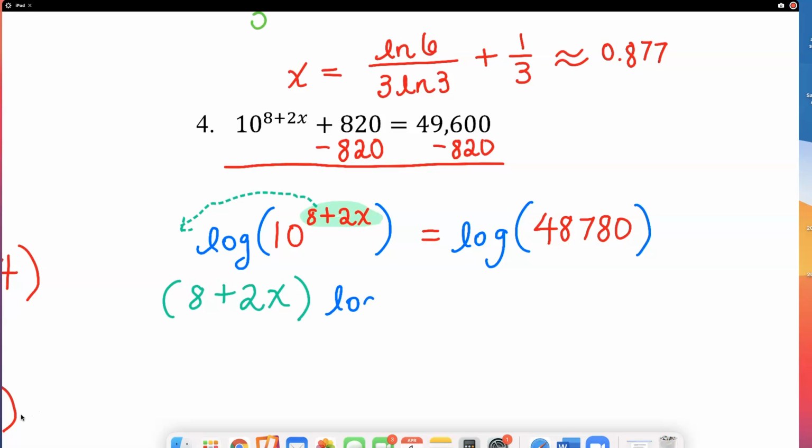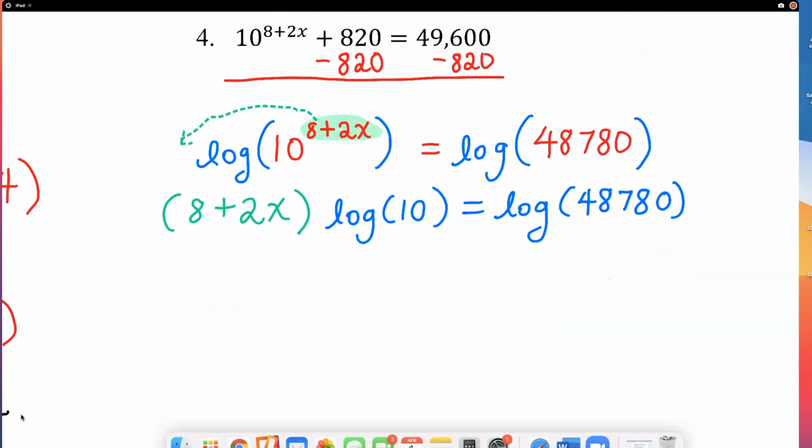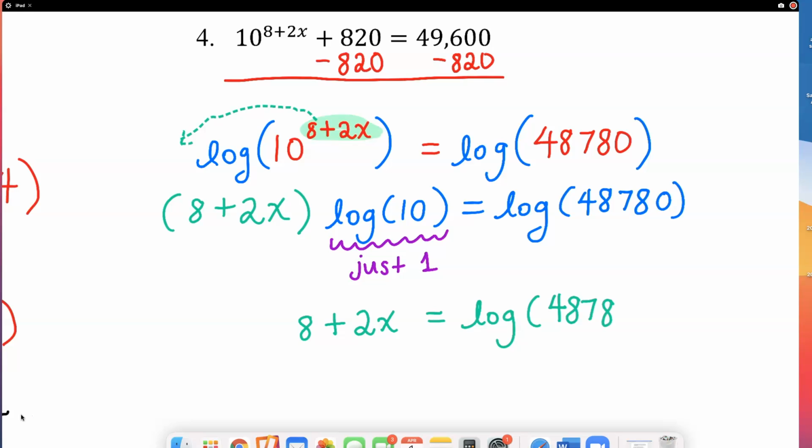Log 10. And that equals, on the other side of the equal sign, we have log 48,780. Log 10, you can check this on your calculator if you want to, but this is just 1. So the left side of the equal sign is just going to be 8 plus 2x, and that equals log 48,780.